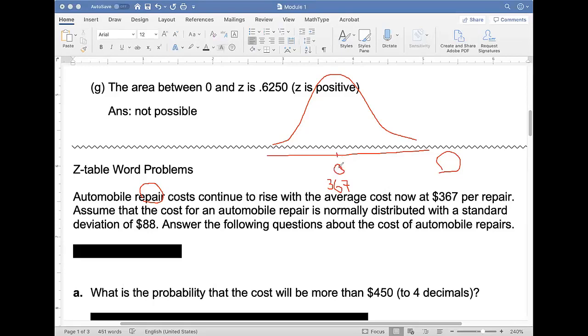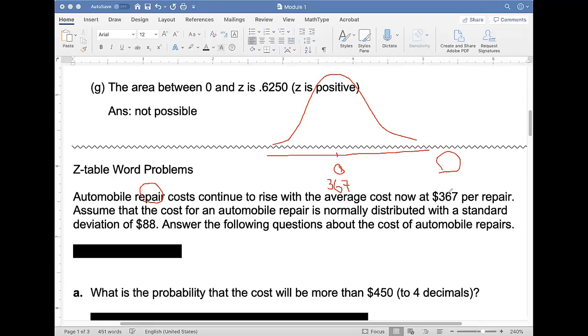If you are not sure, you can use the formula I wrote earlier on how to calculate the z-score. Remember, the z-score is the observation minus the mean, divided by the standard deviation. The observation is 367 minus the mean, which is also 367. That gives you a 0. 0 divided by 88 is also 0. So this is clearly a 0.